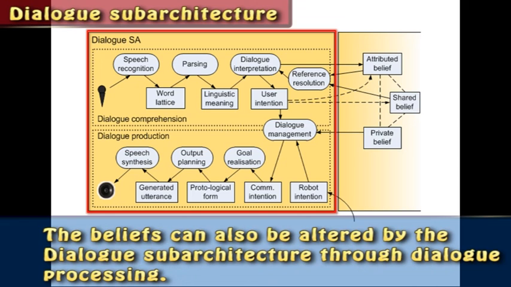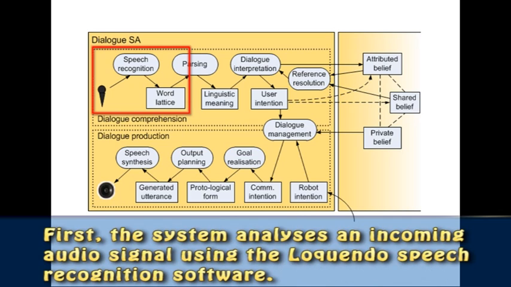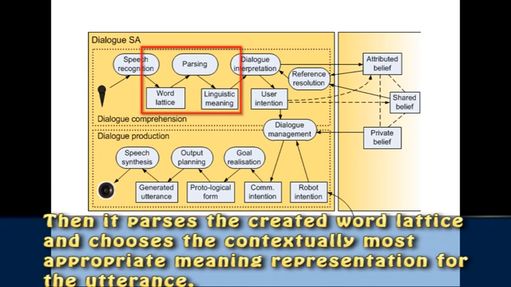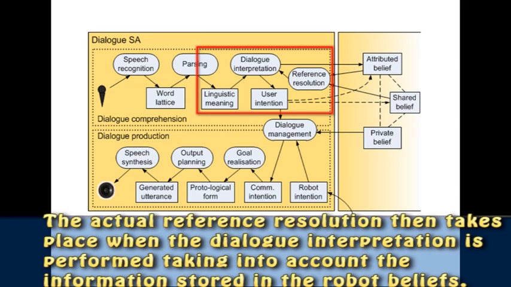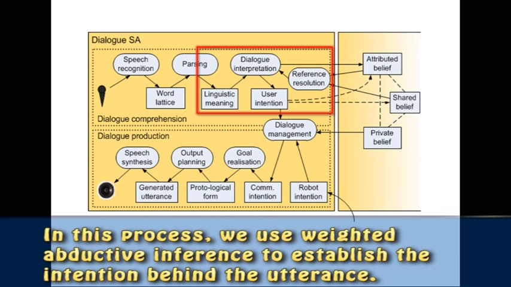The beliefs can also be altered by the dialogue subarchitecture through dialogue processing. First, the system analyzes an incoming audio signal using the Loquendo speech recognition software. Then, it parses the created word lattice and chooses the contextually most appropriate meaning representation for the utterance. Then it establishes which meaningful parts might be referring to objects in the visual context. The actual reference resolution then takes place when the dialogue interpretation is performed, taking into account the information stored in the robot beliefs. In this process, we use weighted abductive inference to establish the intention behind the utterance.